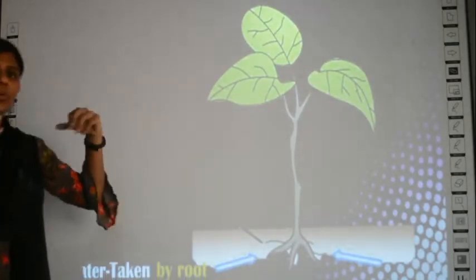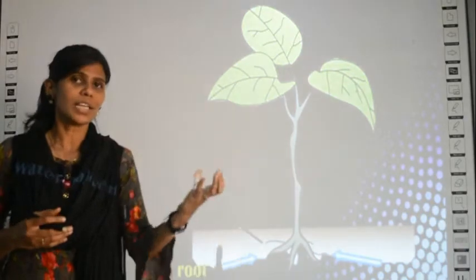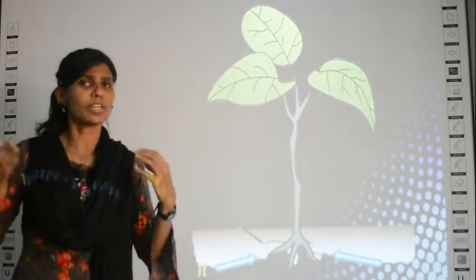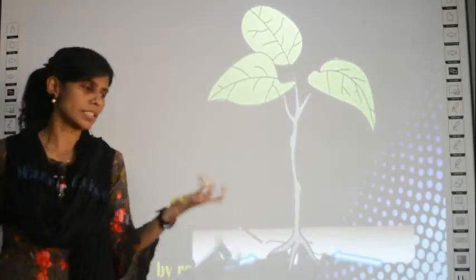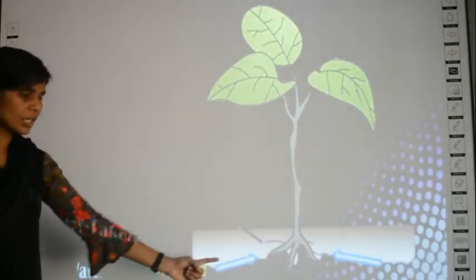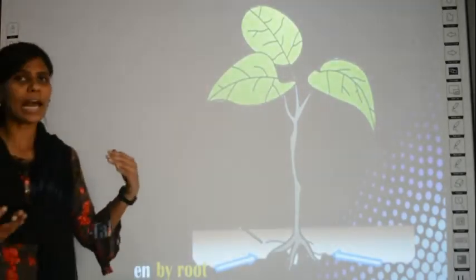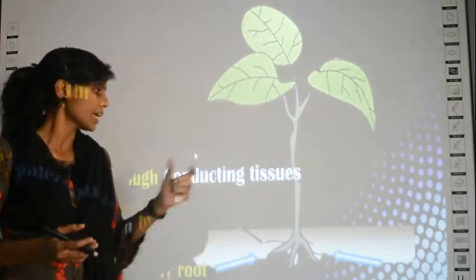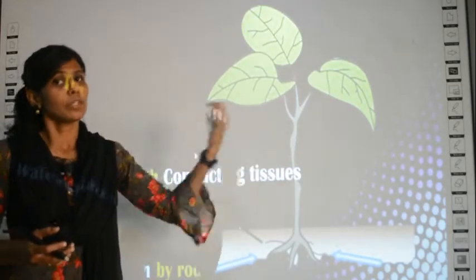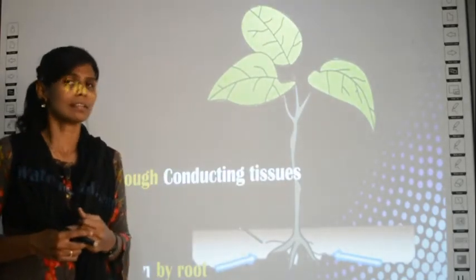Then what is the route which the water takes to enter a plant? How does water from the soil enter into a plant? You all know that it enters through the roots. What will happen after entering into the roots? It will just pass up the plant through the conducting tissues.